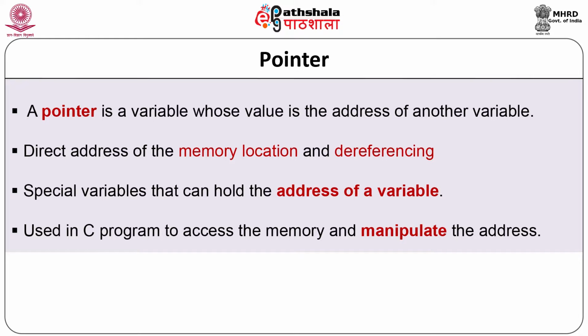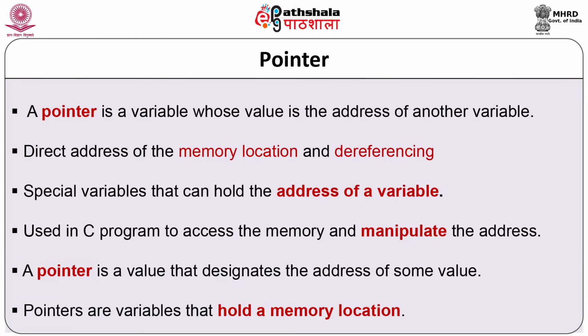Pointers are used frequently in different C programs for: number 1, to define pointer variable; to assign address of variable; and to access the value at the address available in the pointer variable. Pointer is a value that designates the address, that is the location in memory of some value. In other way, you can reread this as pointer is a value that designates the address of some value.